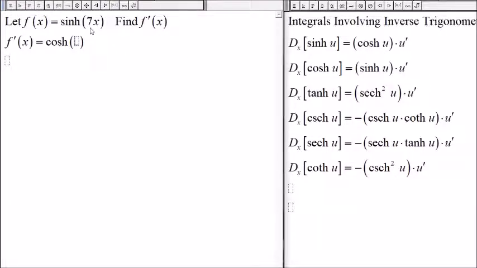But here we have the hyperbolic sine of 7x, so it would be hyperbolic cosine of 7x, and then by the chain rule we have to multiply by the derivative of the 7x. The derivative of 7x is just 7, so we get 7 times hyperbolic cosine of 7x. And that's the answer.